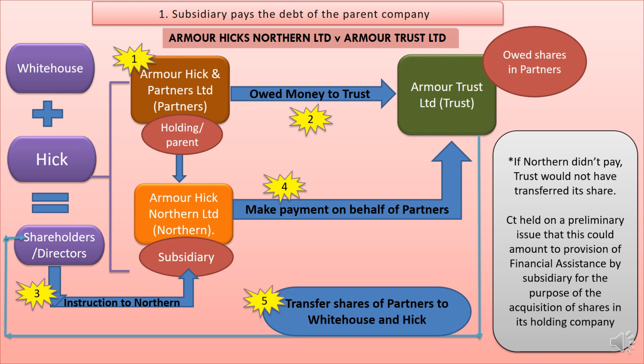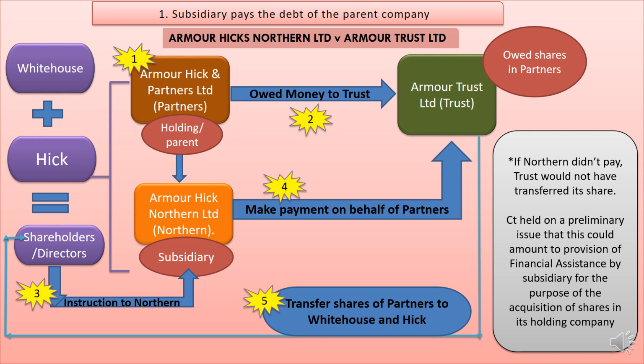Basically, if Partners paid its own debts, nothing is wrong, right? But when Northern made the payment, then only Trust transferred the shares to the directors. You see, if Northern didn't pay, Trust would not have transferred its shares. So this is considered as financial assistance. The subsidiary assisting the holding company's shareholders, the directors, to purchase its own shares.